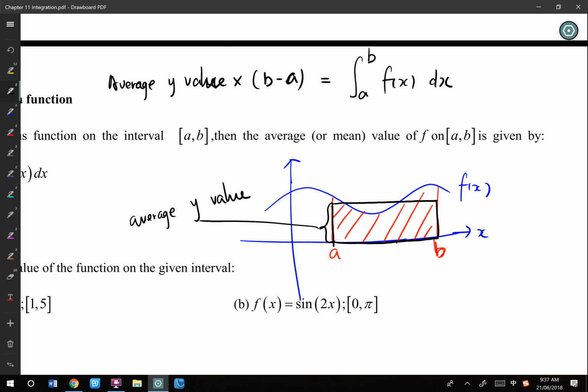Sometimes the average y value can be negative, because here we talk about the signed area, not the actual area. So we simply do an integral. For any starting point and finishing point, we just integrate. We don't need to consider above or below, because the integral will calculate that for me.